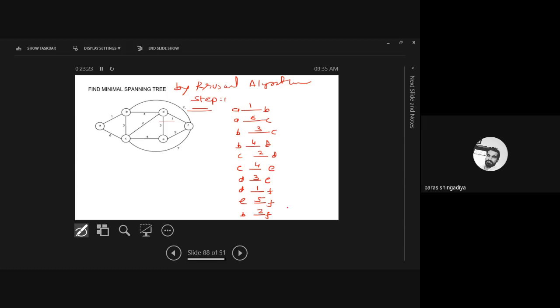That is weight 2. And second is the C to F. That is weight 7. Let's check it. 1, 2, 3, 4, 5, 6, 7, 8, 9, 10, and 11 edges are there. 1, 2, 3, 4, 5, 6, 7, 8, 9, 10, 11. Okay, so all the edges we have covered. Clear? That is step 1.